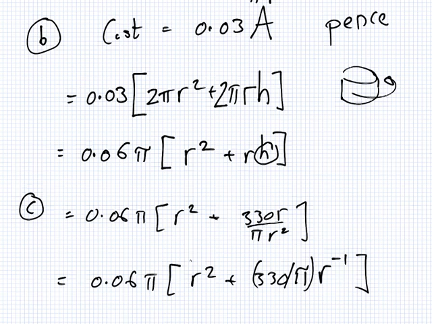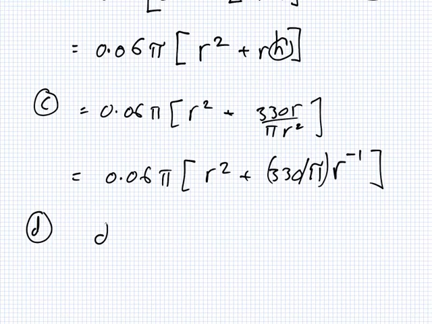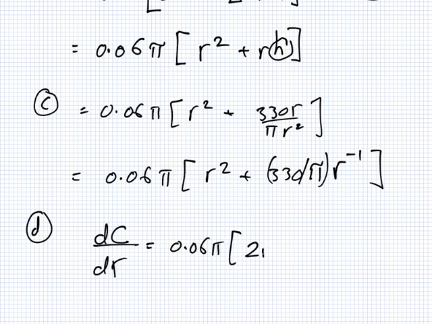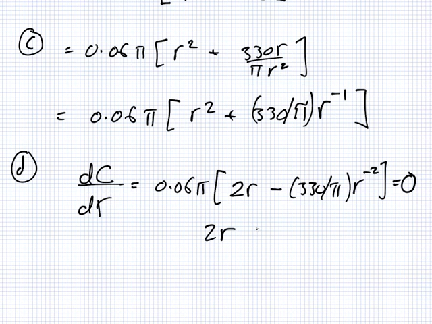That answers part C. Now the juicy part, part D. What are the r and the h if they want the minimum cost? So the minimum cost means that the derivative, which is 0.06 pi 2r minus 330 over pi r squared, should equal 0. That means 2r should equal 330 over pi r squared.